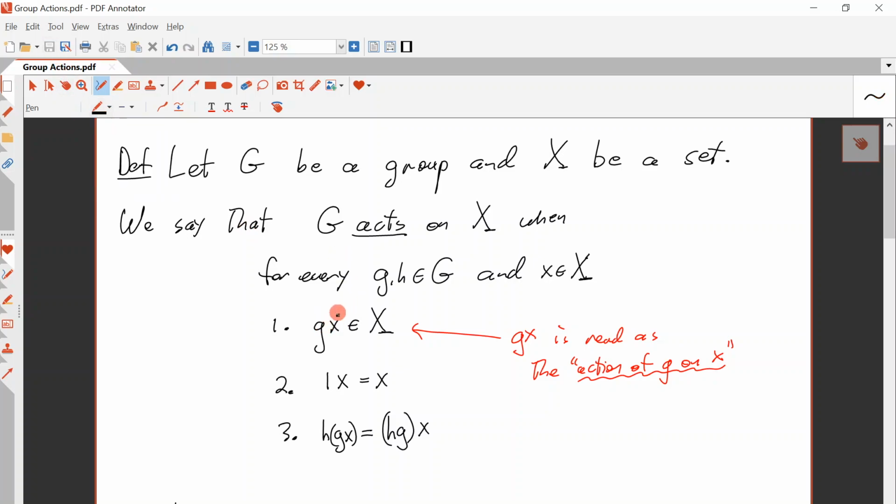Okay, so the action of g on x is, again, an element of X. So the elements of the group are moving around the elements of X. The action of the identity on x is just x, so the identity element's fixing everything. And the action of h on the element resulting from the action of g on x is the same as the action of the element hg on x. Okay?